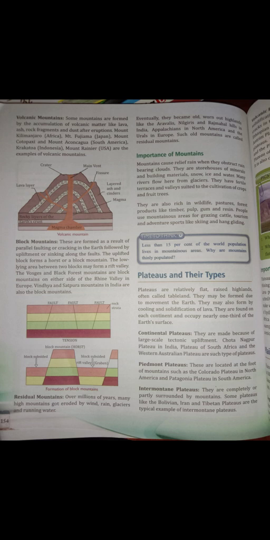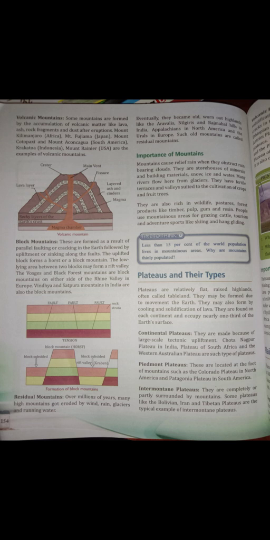The Vosges and the Black Forest mountains are block mountains on either side of the Rhine Valley in Europe. Vindhya and Satpura mountains in India are also block mountains.